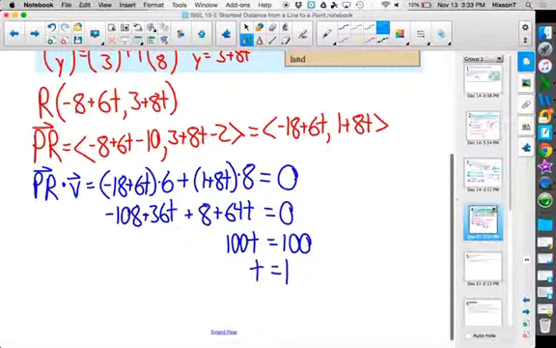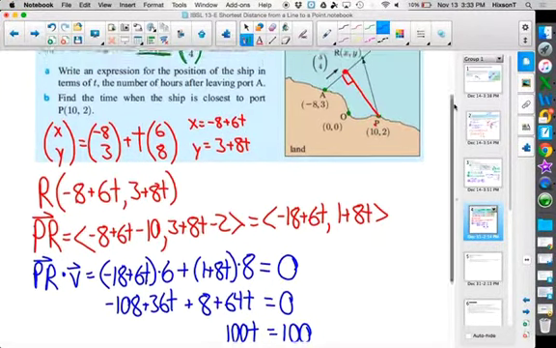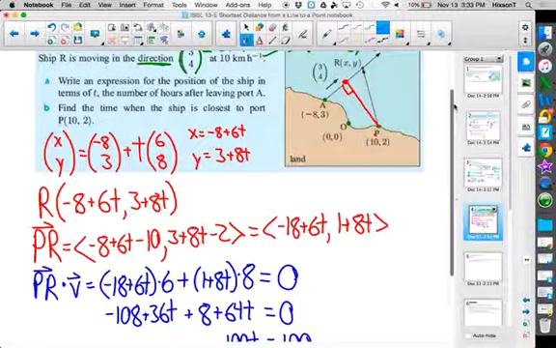All right? And did we answer the question? Yes, because they're asking for the time. So 1 hour after leaving the port at A, 1 hour is going to elapse here before we'll be the closest we could be to point P. All right?